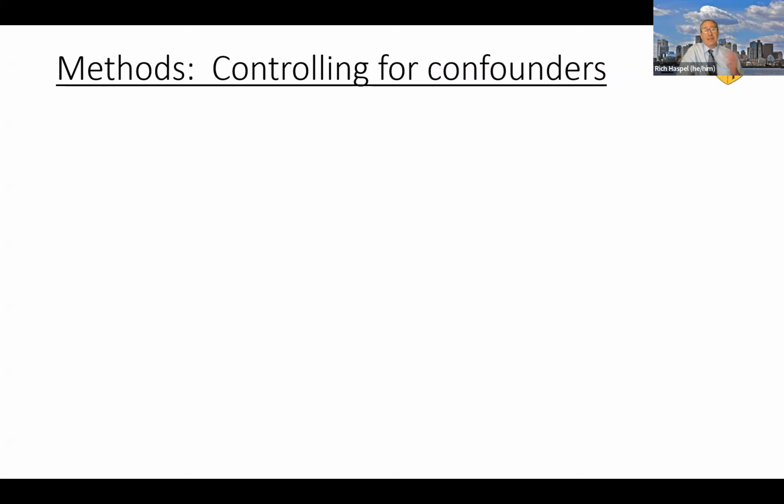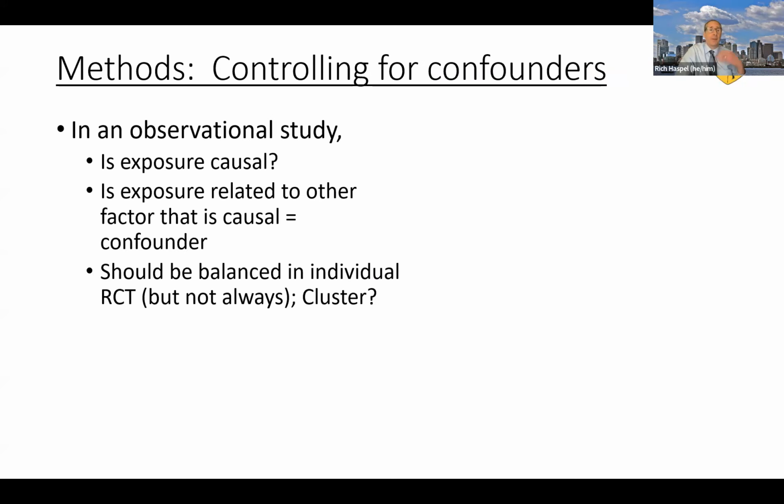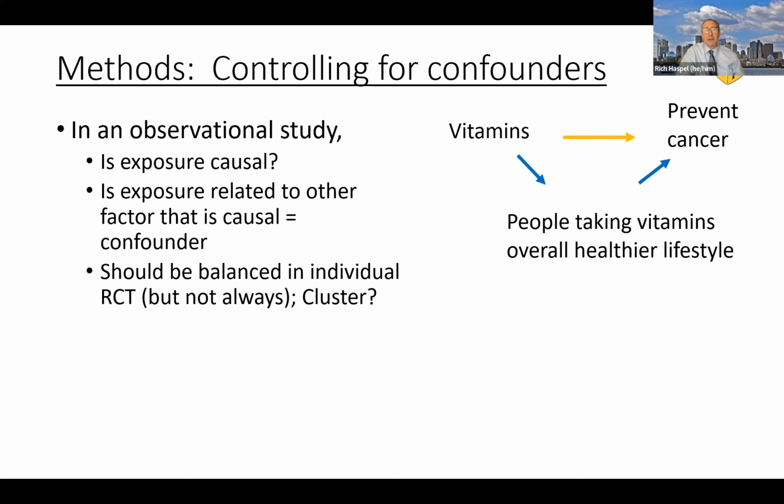Another thing with looking at the methods is how do they control for confounders? So in observational studies, is the exposure causal, or is it related to another factor that is causal, a confounder? For example, there are a lot of observational studies that vitamins prevent cancer. However, a confounder is people taking vitamins overall have a healthier lifestyle, and that's why they're having lower cancer. And in fact, when they've done randomized trials with vitamins preventing cancer, they don't show a benefit.